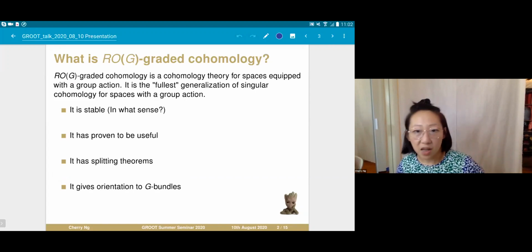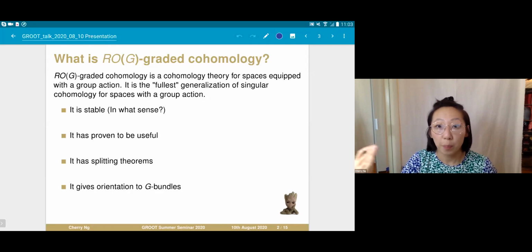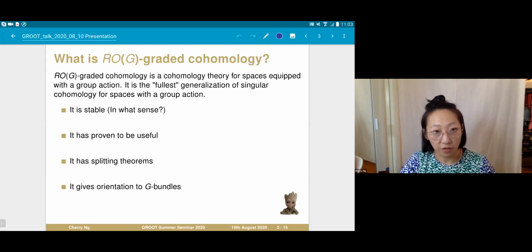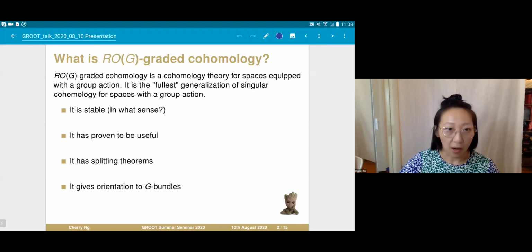So what do I mean by RO(G)-graded cohomology? It is a cohomology theory for spaces that come with a group action. It is the fullest or best generalization of singular cohomology for spaces with a group action. And here are some nice features. It is stable. I'm going to go more into that later. I haven't really described what that means.